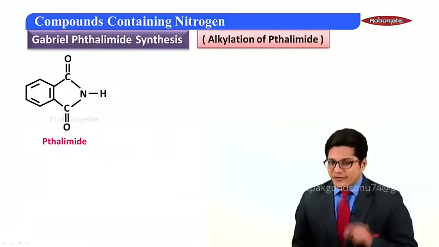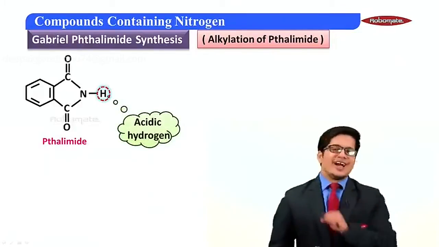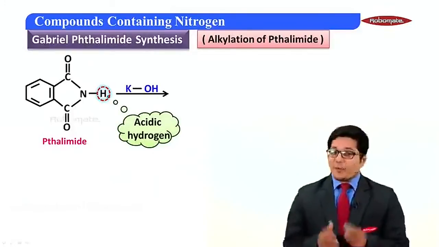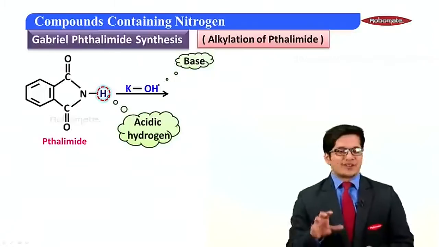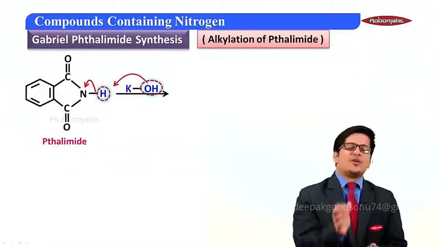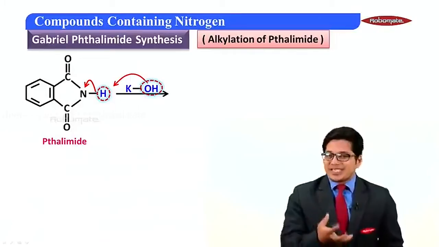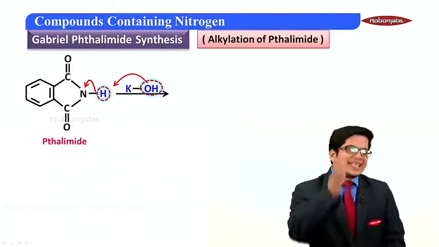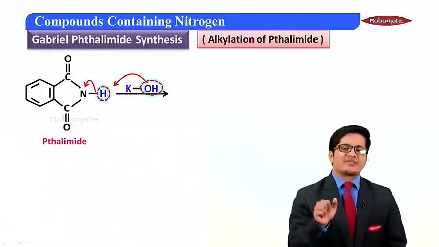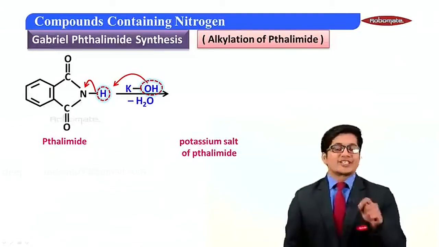The first thing we need to notice here is that the H attached to nitrogen is an acidic hydrogen. So if we add a base, let's suppose KOH, what will happen? H and OH would combine because OH is basic in nature, giving rise to a water molecule. But as nitrogen is more electronegative than hydrogen, it takes away the electrons while the N-H bond breaks. So what you obtain is nitrogen with a negative charge and potassium with a positive charge. Obviously, what you get is a salt of phthalimide.